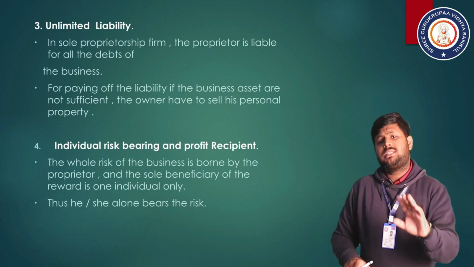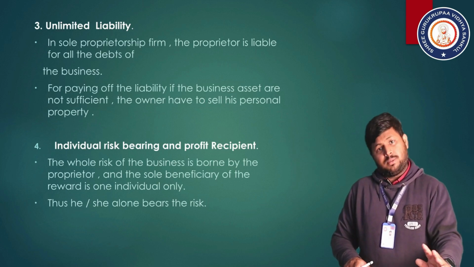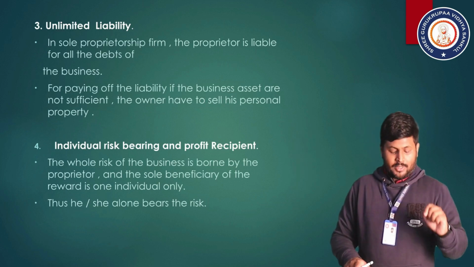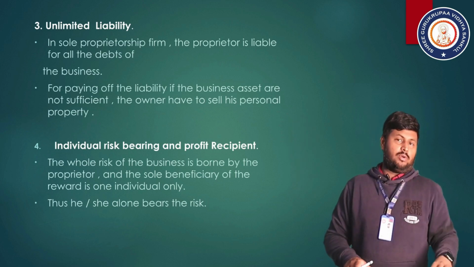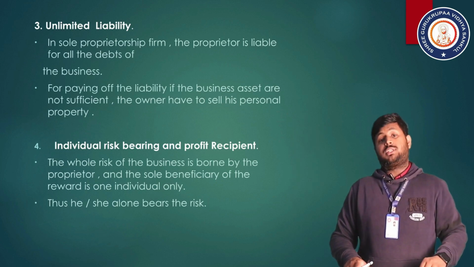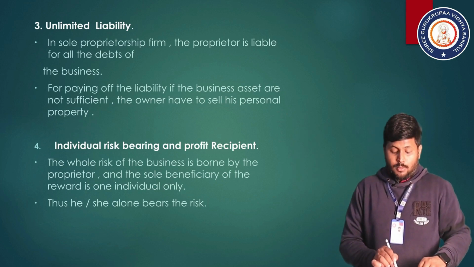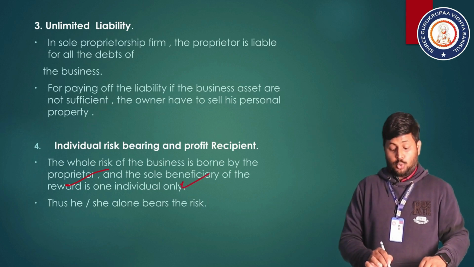A sole proprietor is a single person. He is owning his business. He is managing his business by himself. Then who will be liable to pay the debt? Who will be bearing the risk? Who will be getting the reward? He himself will get the reward, and he himself will take the liabilities. So the fourth point is individual risk bearing. Here the whole business risk is borne by the proprietor, that is the owner, and he is the sole beneficiary.